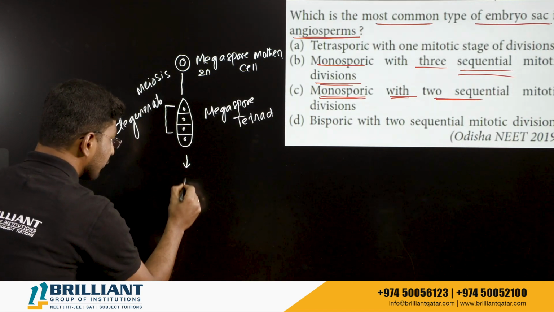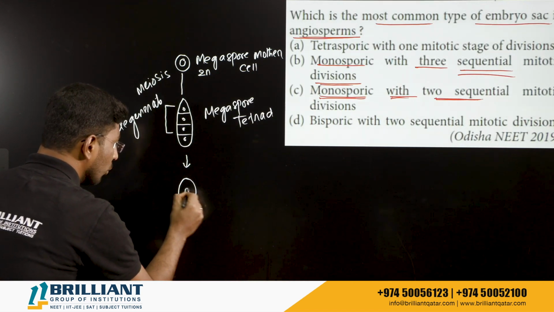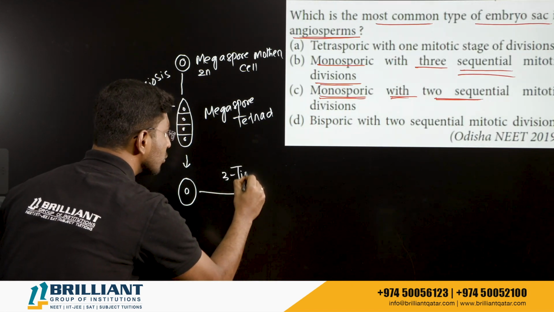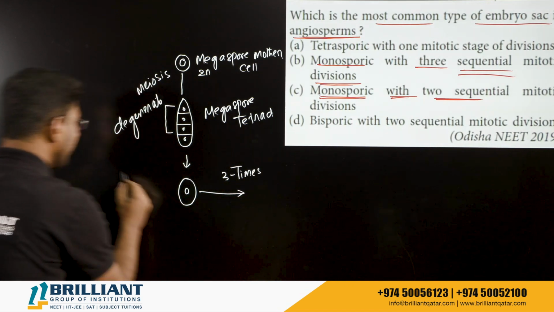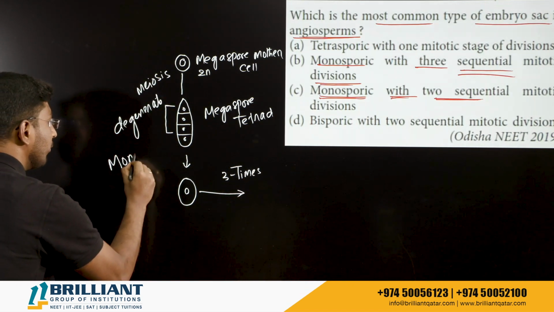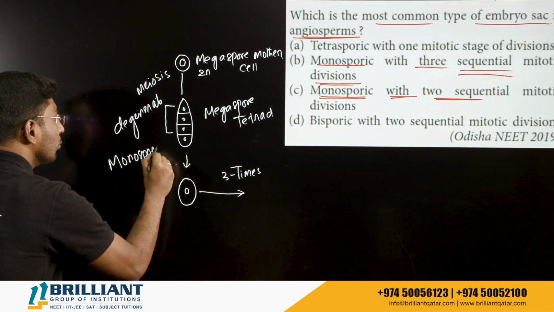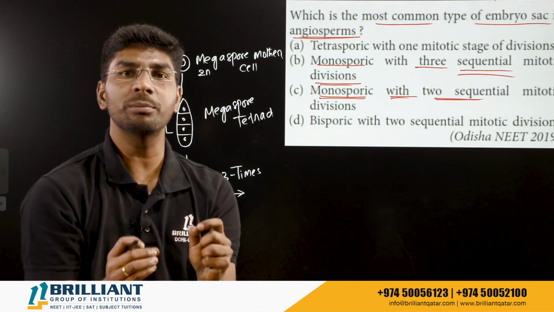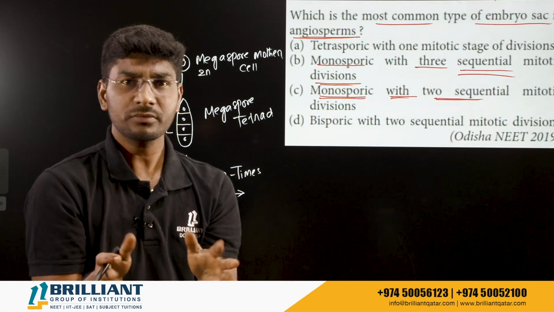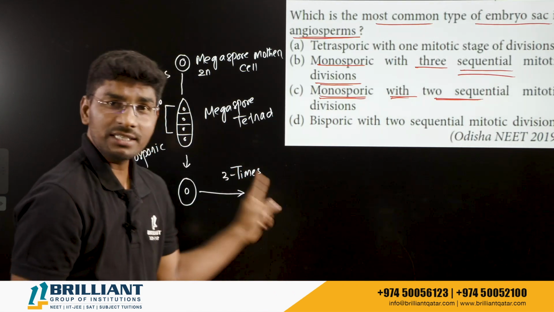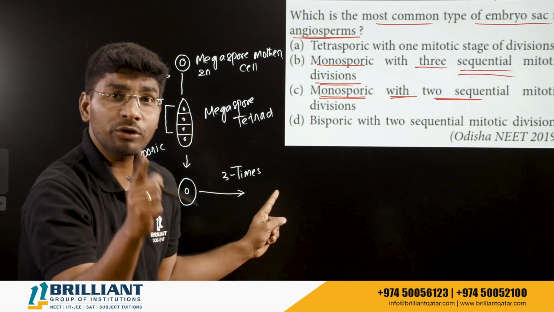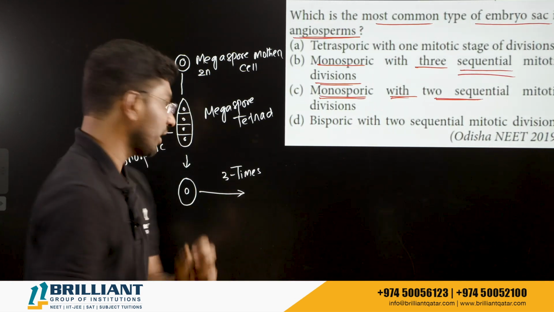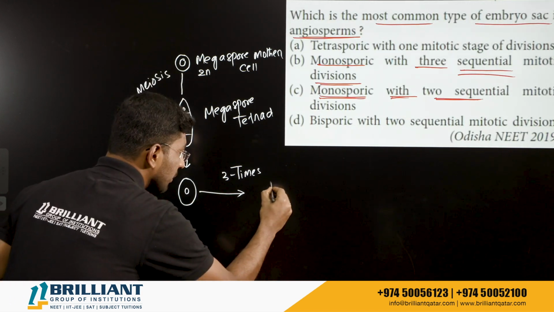Look at here. This functional cell undergo 3 times mitotic division, students, keep in mind. So we are calling here, it is what? Monosporic. What is the meaning of monosporic? Out of 4 cells, 4 haploid cell, only 1 cell is going to become a functional embryo sac. So we call monosporic. In this cell, how many times mitotic division takes place? 3 times. So 3 sequential mitotic division. Look at here. 3 sequential mitotic division.